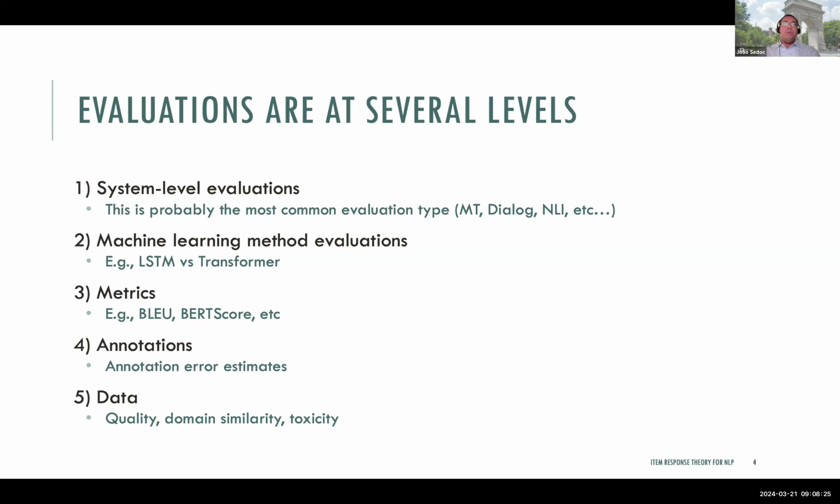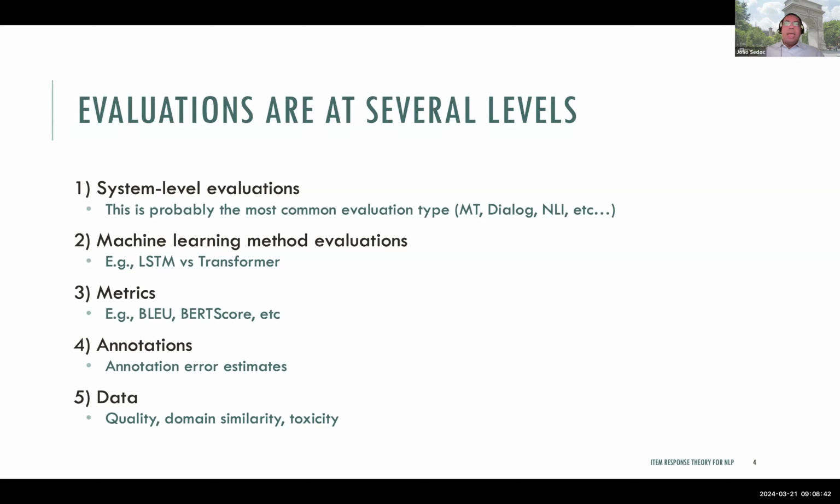And so before we use different data sets, we want to evaluate the data sets, understand things like what is the quality of the data set? Is it domain specific? Does it have undesirable components like, say, toxicity?